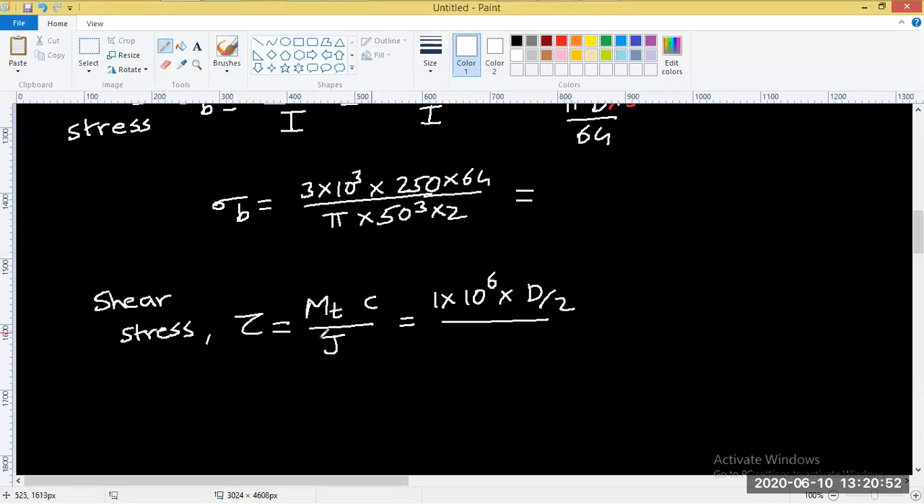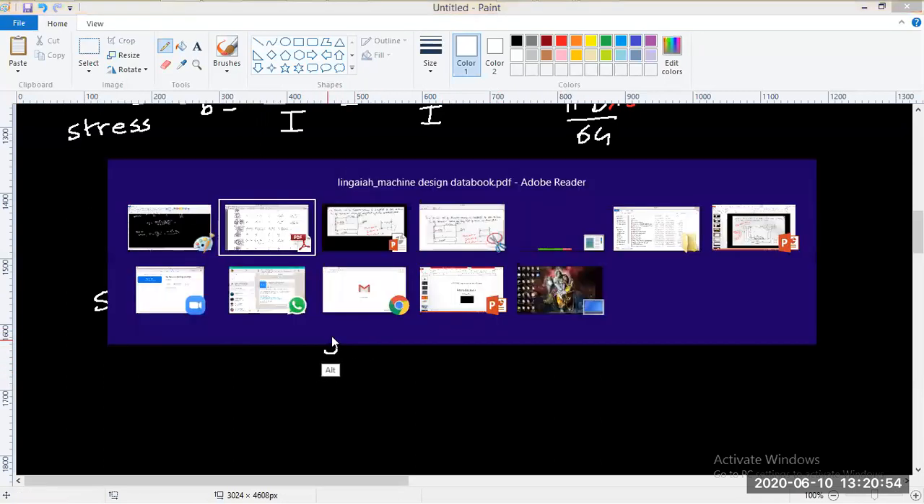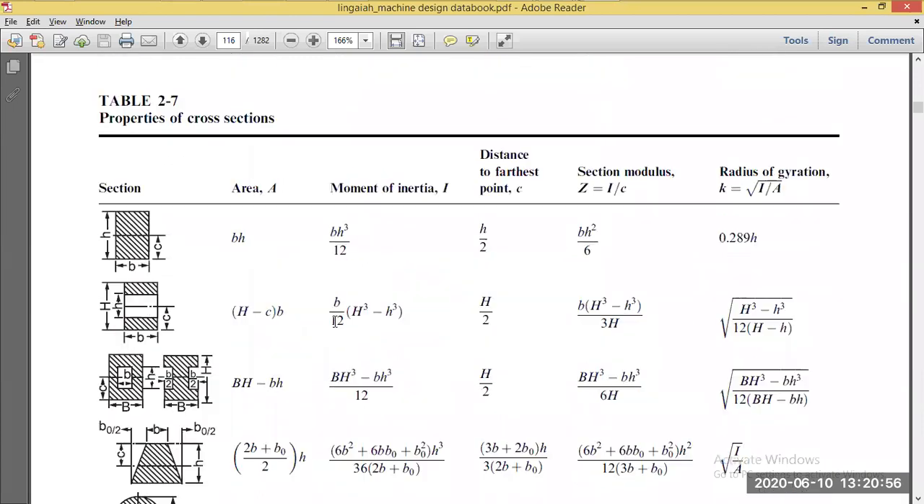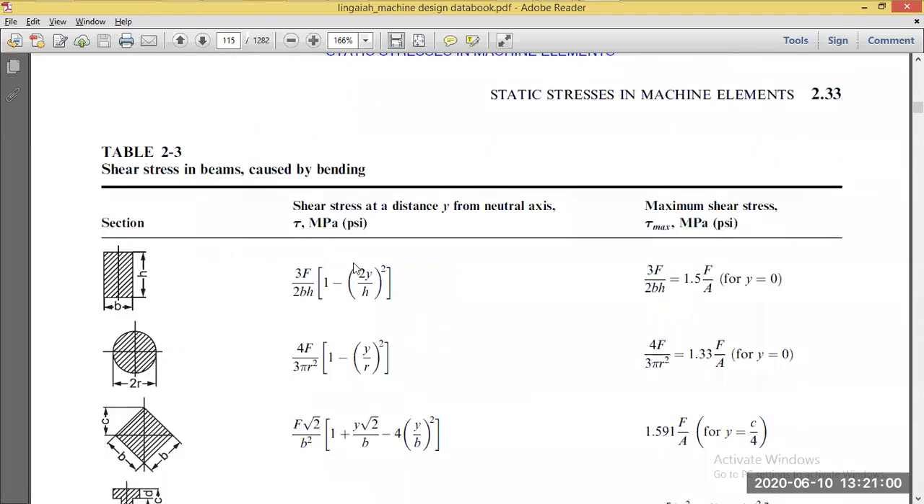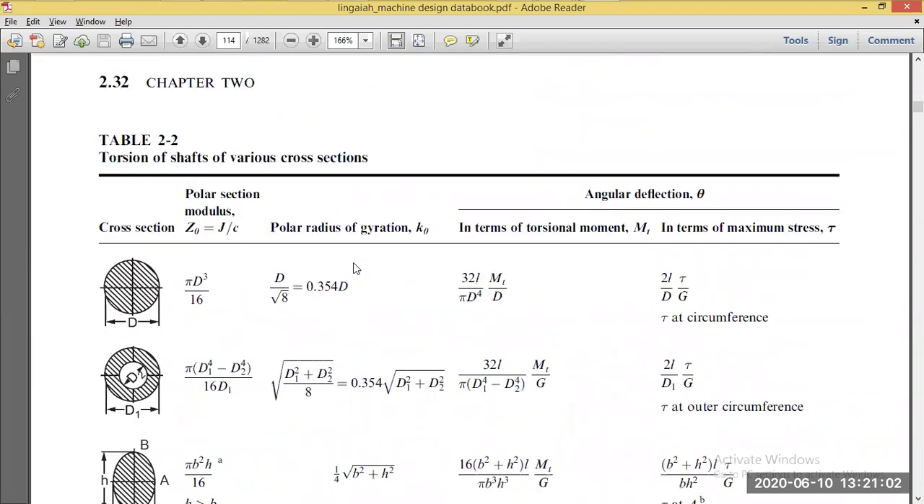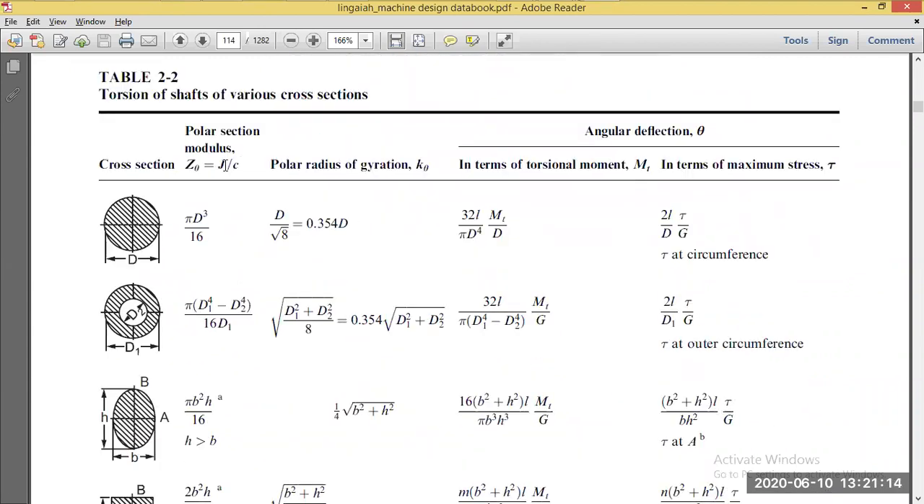J is the polar moment of inertia. How do you get J? Again, you will need to go back to the data handbook. It's giving you I, but in the previous table, check it out, the polar moment of inertia is somewhere here, I think. Oh yeah, here. It's giving the polar section modulus. Is there any other table? No. So the polar section modulus is the ratio of J by c.